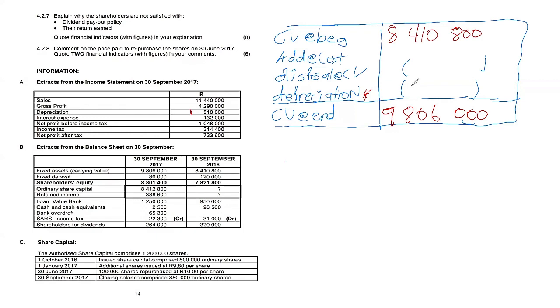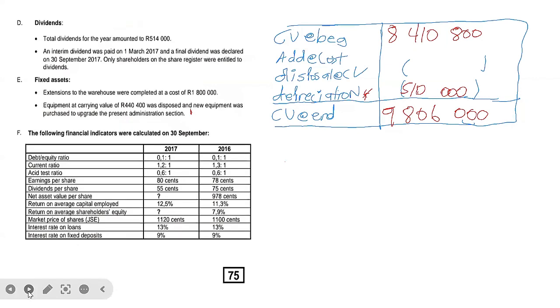So we had an amount of 510,000 as depreciation, right? So our depreciation is 510,000. However, your disposal and carrying value, right? So fixed assets, extension to the warehouse were completed at a cost of 1,800,000. Guys, remember our additions at cost.